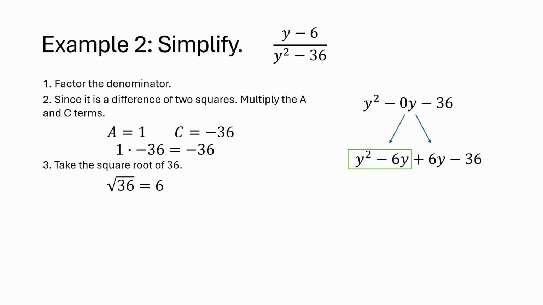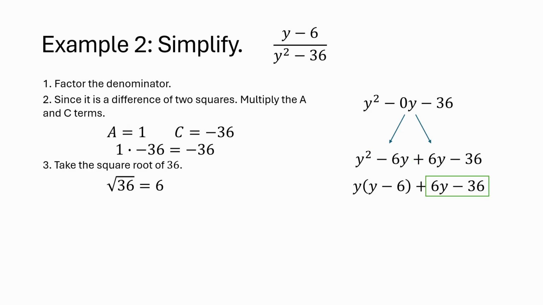I'm going to group the first two terms together. So I have y squared minus 6y. I'm going to find the GCF between those two terms. The GCF would be a y. I bring out a y, and then I'll have inside the parentheses y minus 6. I bring down the last two terms, the 6y minus 36.